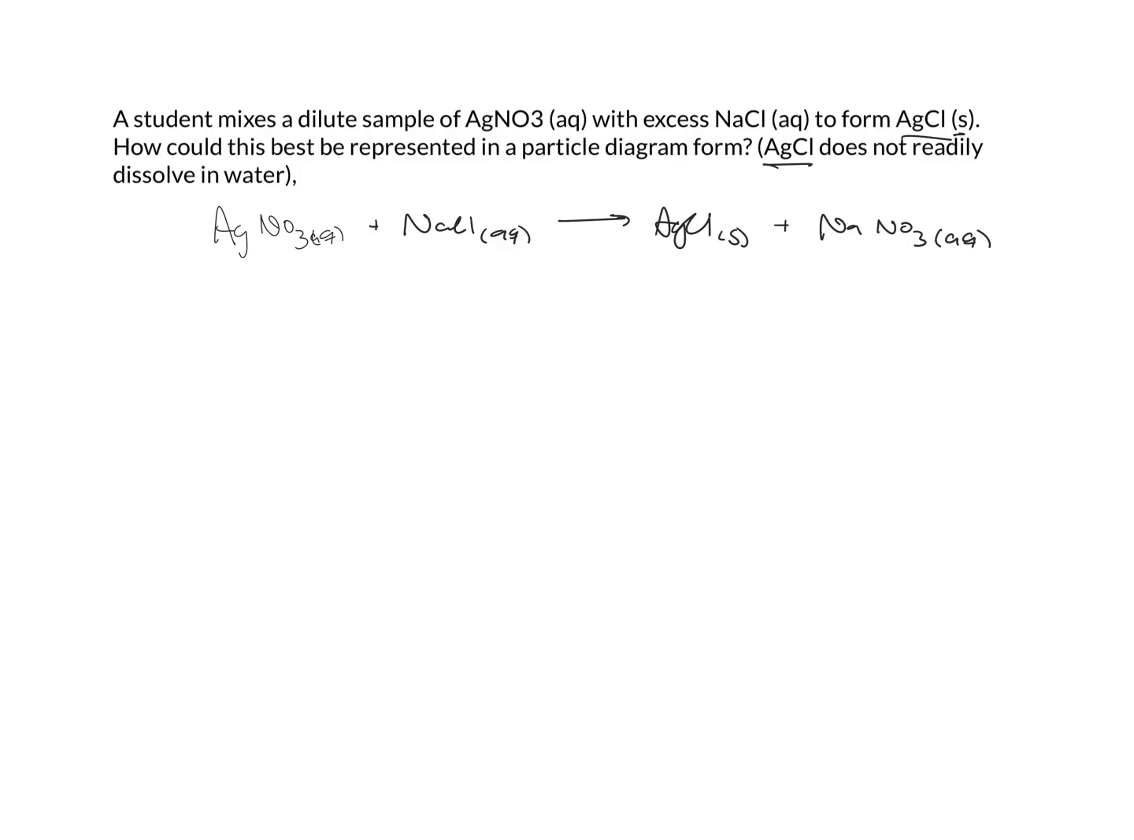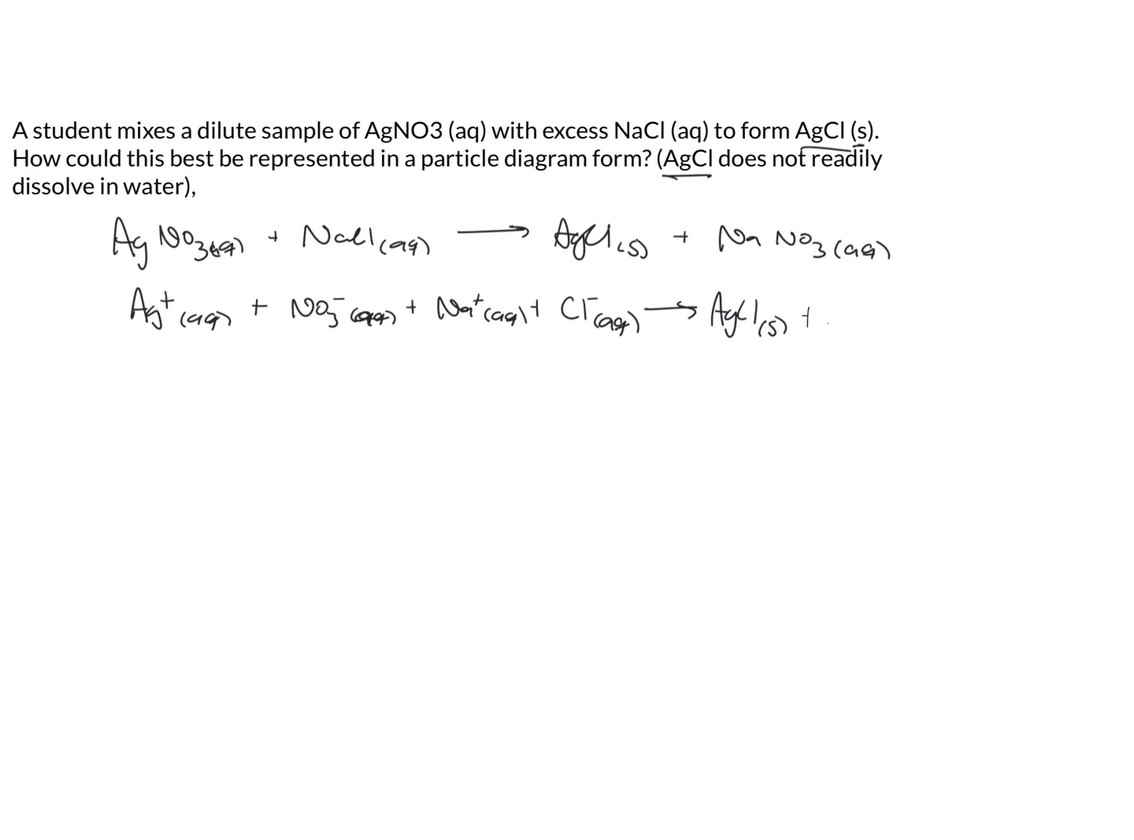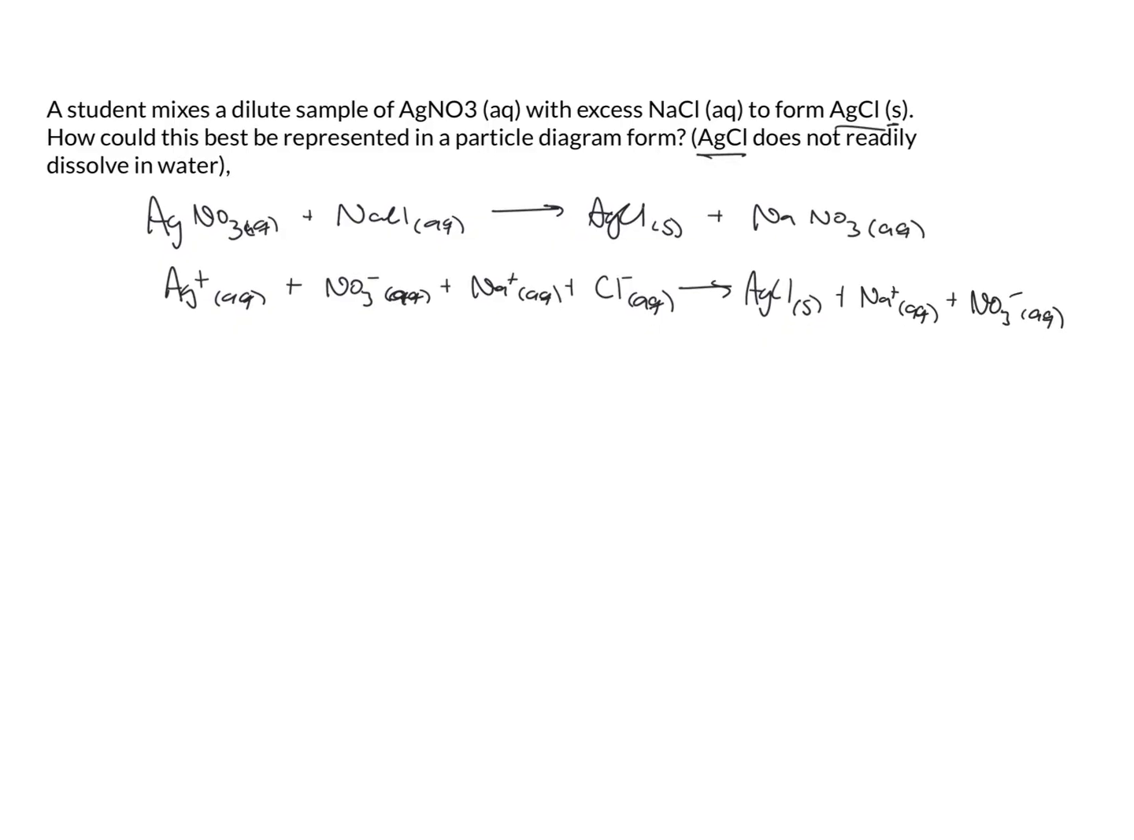If I think about this in terms of ions, I should have Ag+, which is aqueous. I should have NO3-, which is aqueous. I should have Na+, which again is aqueous, right? It's an ion in solution. And I should have Cl- in solution, which is aqueous. And then after the reaction, I have AgCl, right? This is a solid, and so it's not the individual ions when you're in solution. I should still have Na+, because this is aqueous, and I should still have NO3-, again, because it's aqueous.